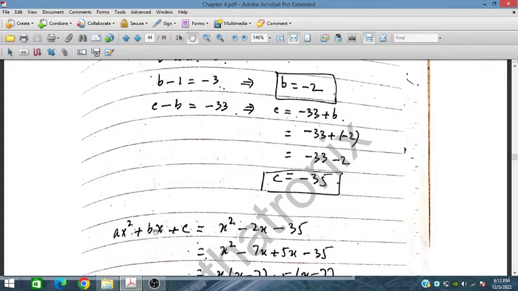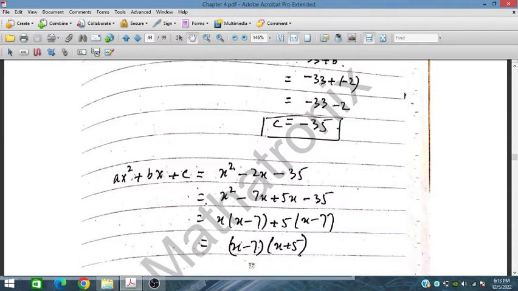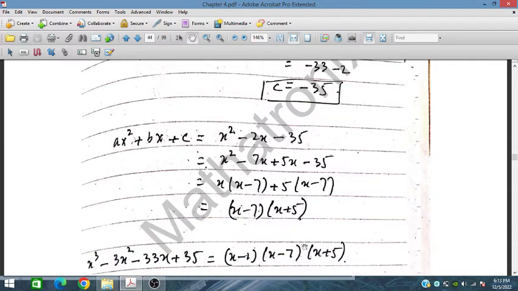So ax square plus bx plus c is equal to x square minus 2x minus 35, and this can be factorized further. 35 can be divided into 7 and 5. 7 and 5, when we add we get minus 2 and multiply we get minus 35. So by factorization, x minus 7 and x plus 5 is obtained.